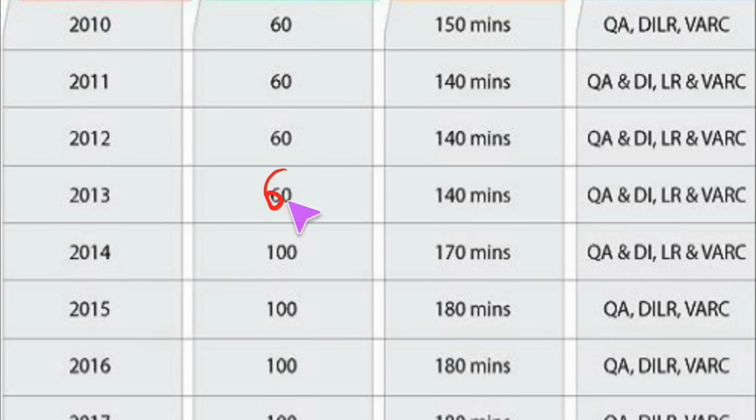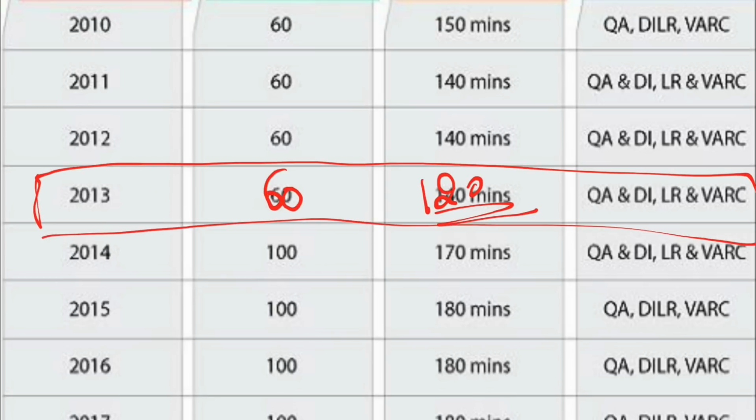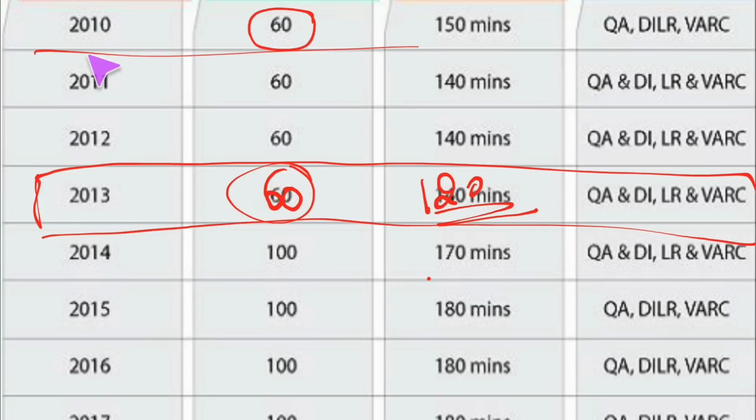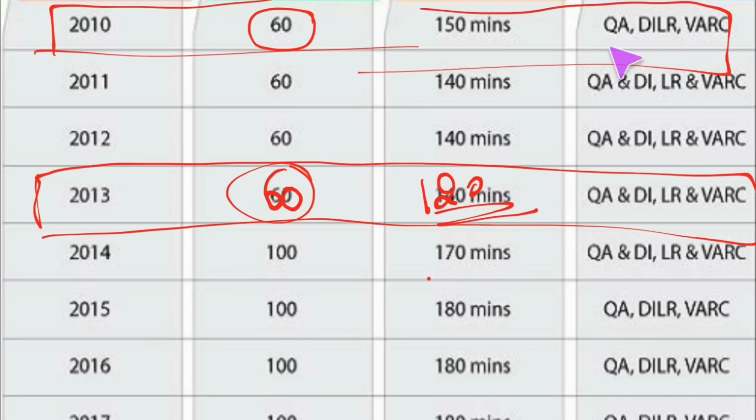So 60 questions and 120 minutes is a new paper pattern which holds true for the earlier years as well. So let's compare with the 2010 pattern, three sets, three sections, 60 questions and total 150 minutes. So they can either go back to the same pattern or they can have 22, 22, 22 or 25, 25, 25. Whatever is the number of questions, we have to wait and watch for that.